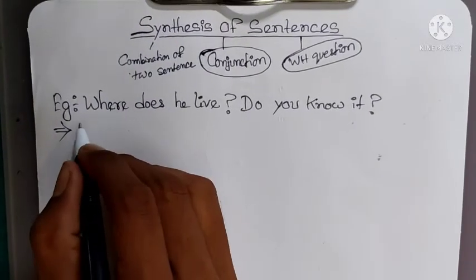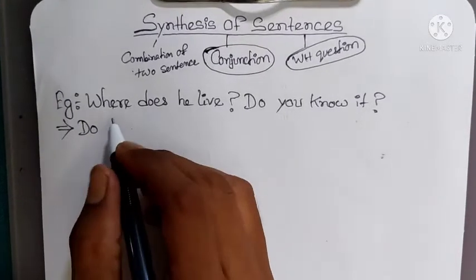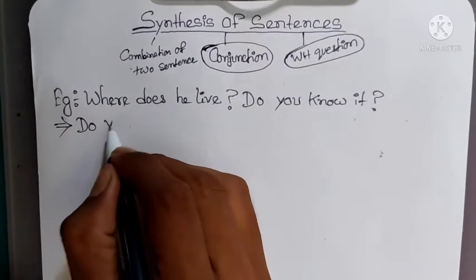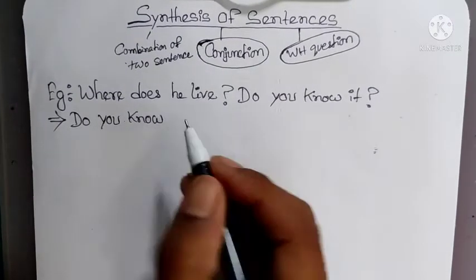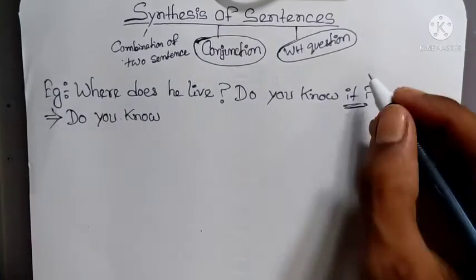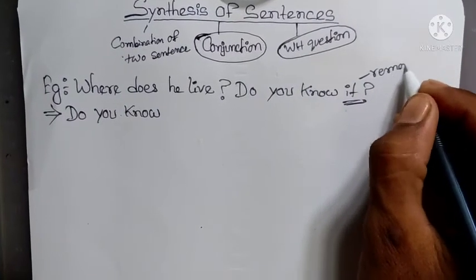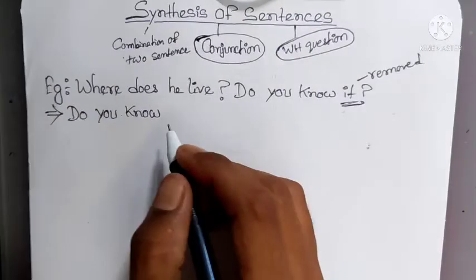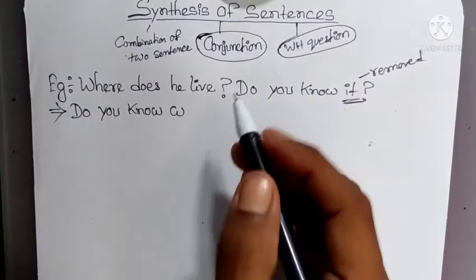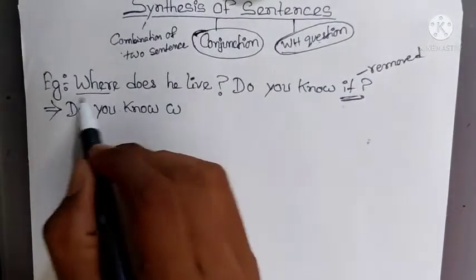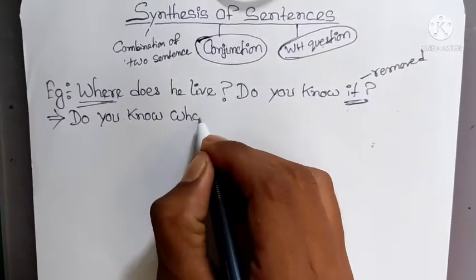So we will write, do you know? Do you know? This "it" should be removed. Okay. So we will not write the "it" here. Do you know where? So we should use the WH question, that is where.